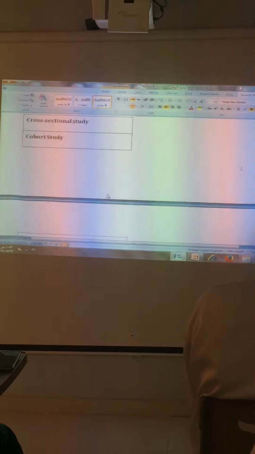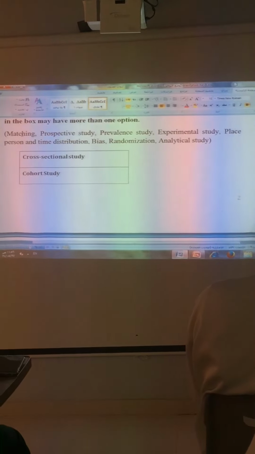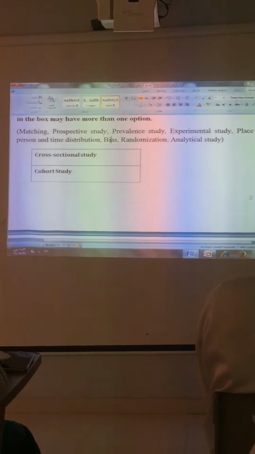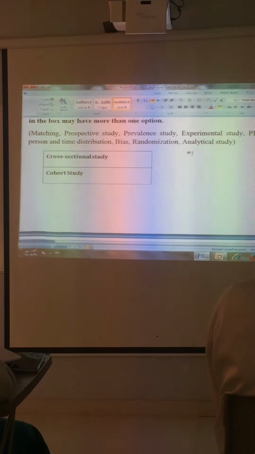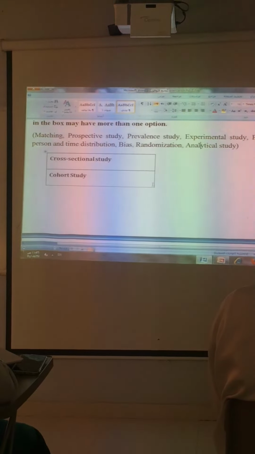Case control study. Matching. Then experimental. Bias. Case control is bias? No. Matching is there, bias is there, analytical study is there. In a case control study, you have a bias.